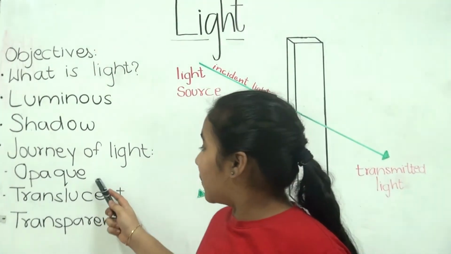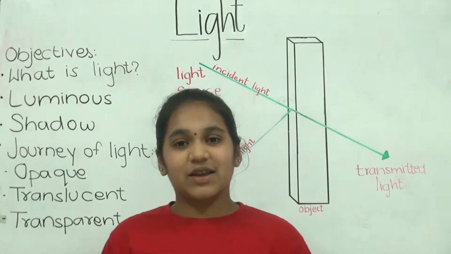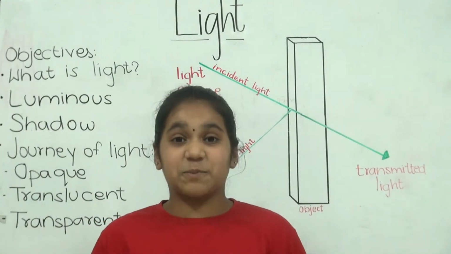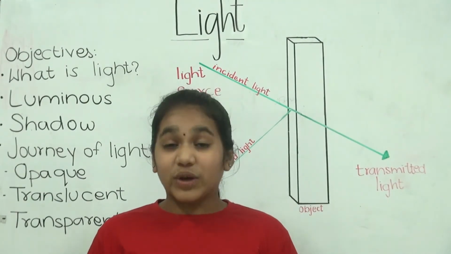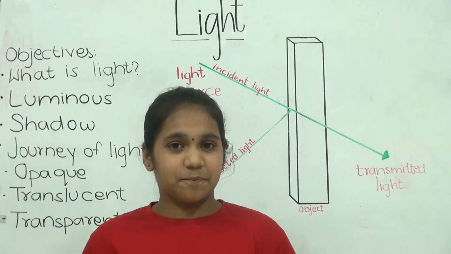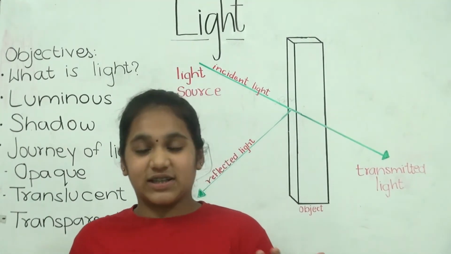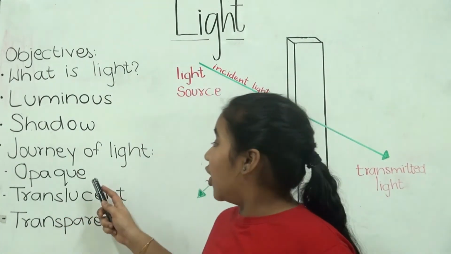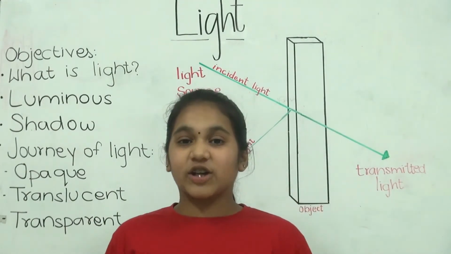Next, opaque, translucent and transparent. Opaque objects are when light does not pass through. For example, the curtain. We cannot see through the curtain, and at the same time, we also cannot see through the door. So these are examples of opaque objects. They're objects where you cannot see through.